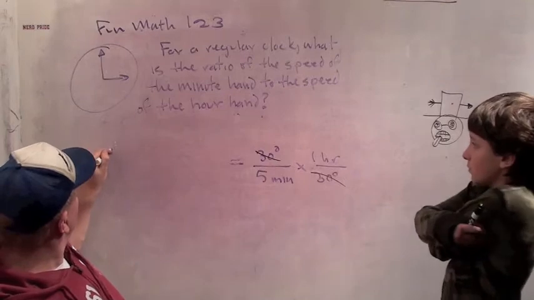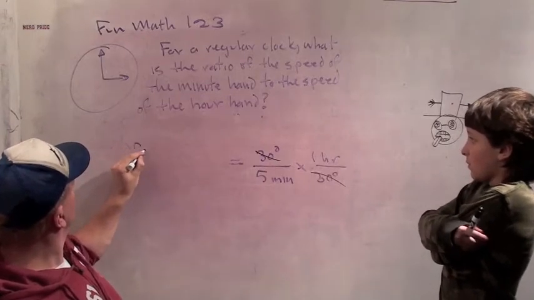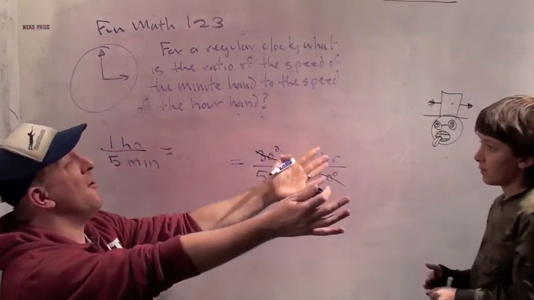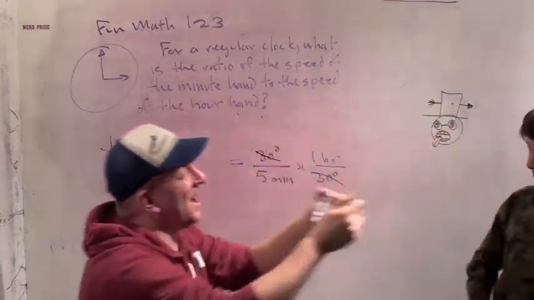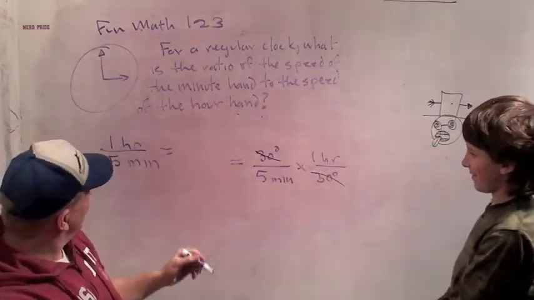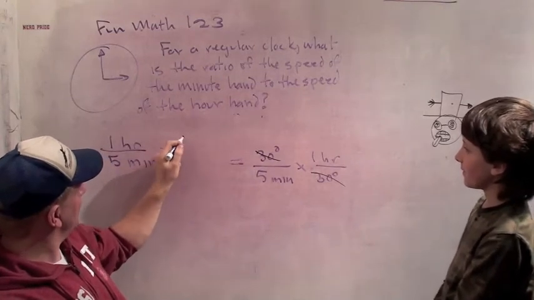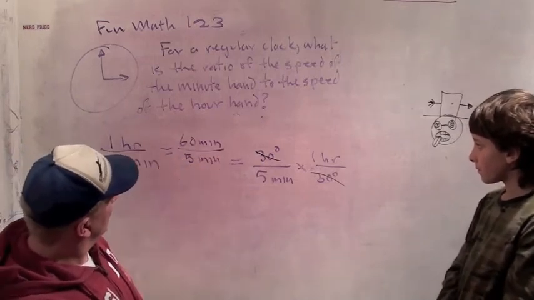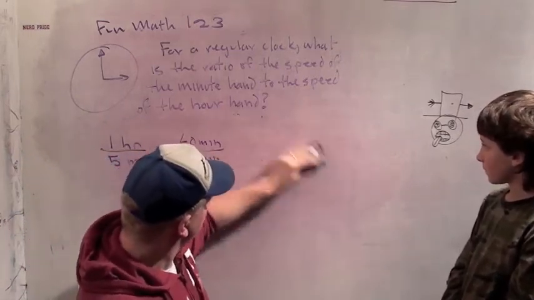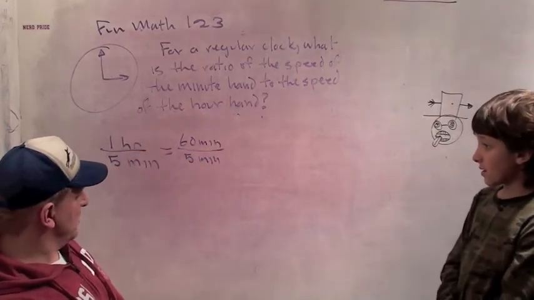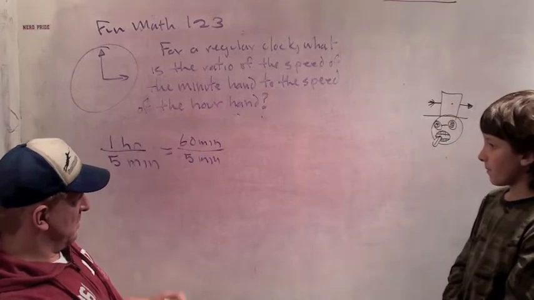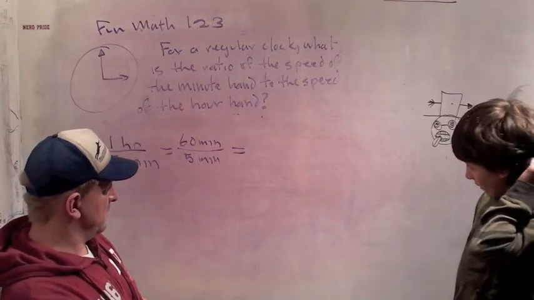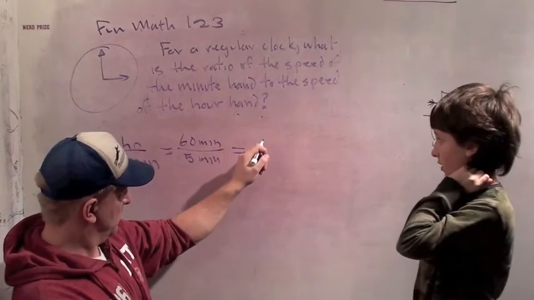Exactly right. 1 hour over 5 minutes. Well, how are you going to simplify? An hour is 60 minutes. Yes! An hour is 60 minutes. So this 1 hour over 5 minutes is 60 minutes over 5 minutes. Okay, so what is the ratio now? It's 60 to 5, or simplified, 5 times 12 is 60. So it's 12 to 1.